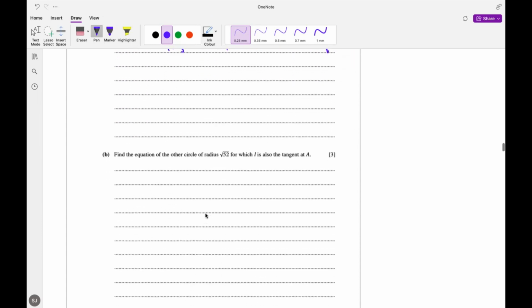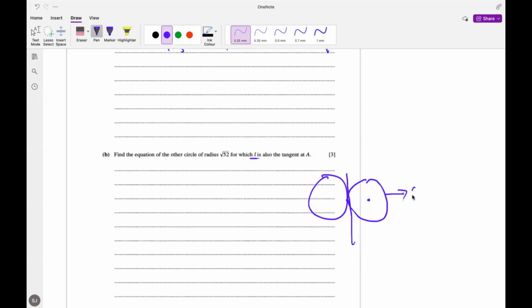In part B, we have to find the equation of the other circle of radius root 52 for which line L is also a tangent. Now, this basically means that, let's say this was the first circle and this was point A and this was the tangent. It means we have another circle for which the tangent is line L at the point A, and we need to find the equation of this circle.